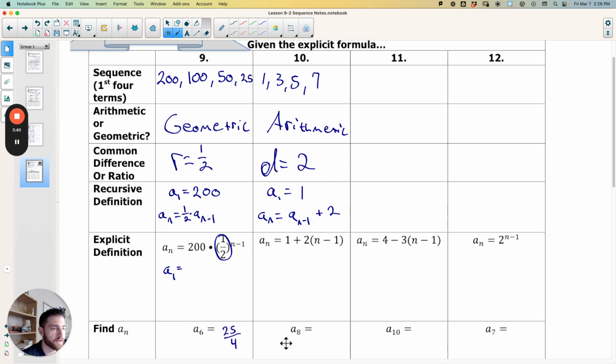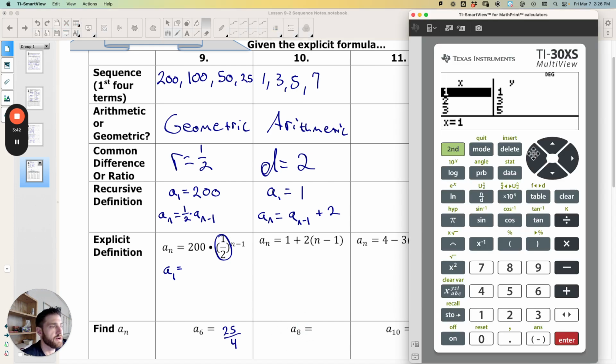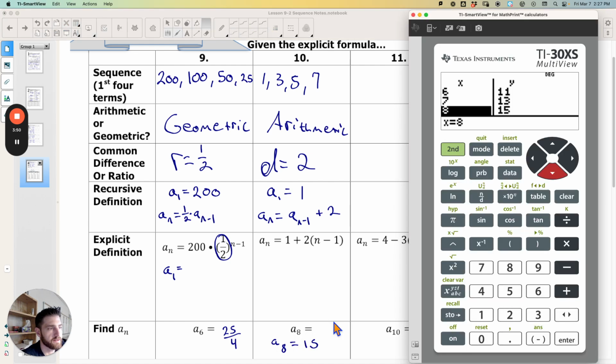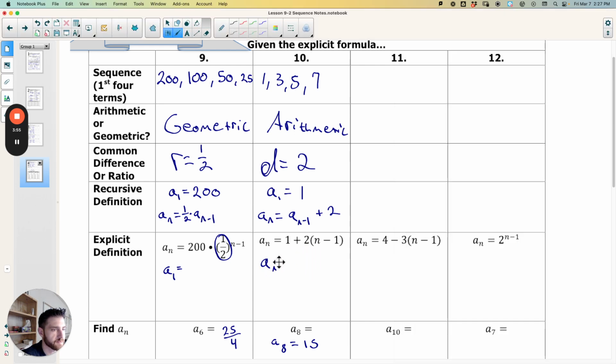So if I want to figure out the 8th term, I'll scroll down to where x is equal to 8. So a sub 8 is equal to 15. And you could also have done that by plugging that in right here. So to say a sub n is equal to 1 plus 2 times 8 minus 1, and you'll get a sub 8 is equal to 15.